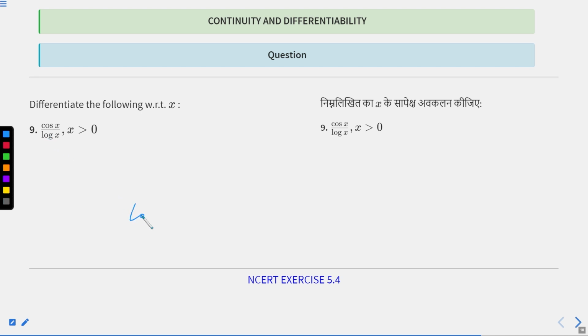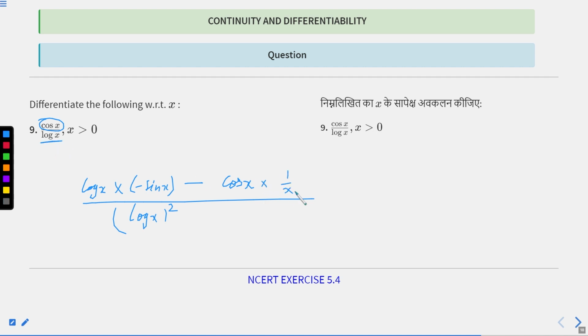So first of all, in the quotient rule, we know the denominator gets squared and gets multiplied with the differentiation of this function, which will be minus sine x, and then the numerator will be the same and multiplied with the differentiation of the denominator, which will be 1 by x.